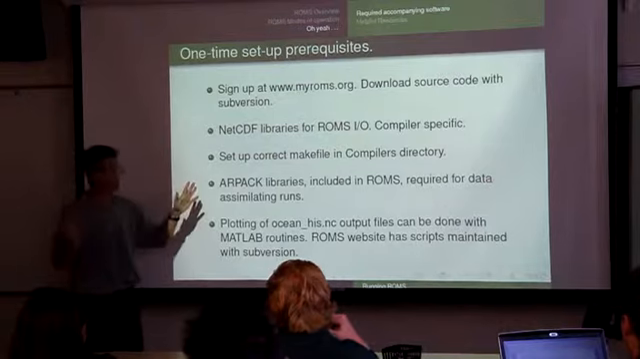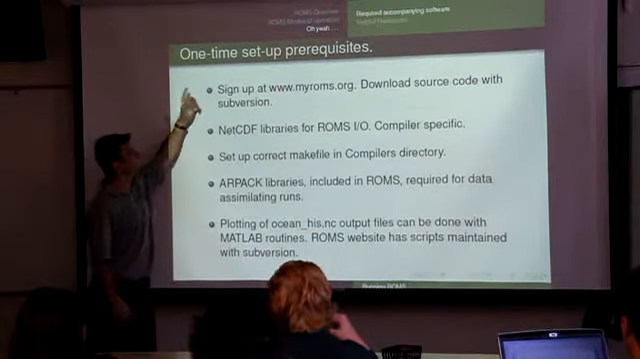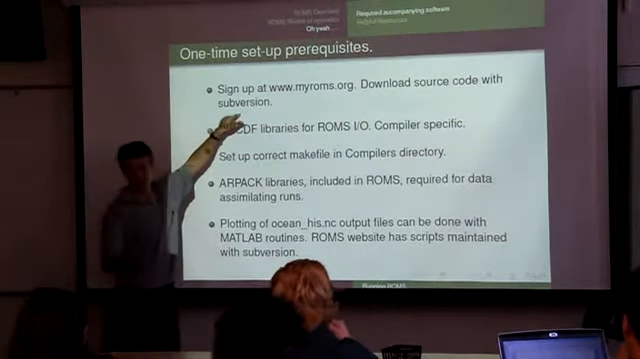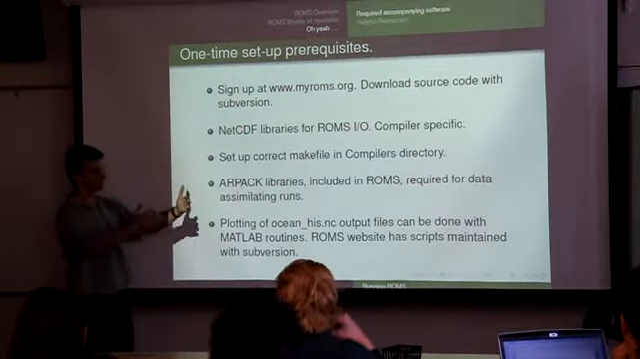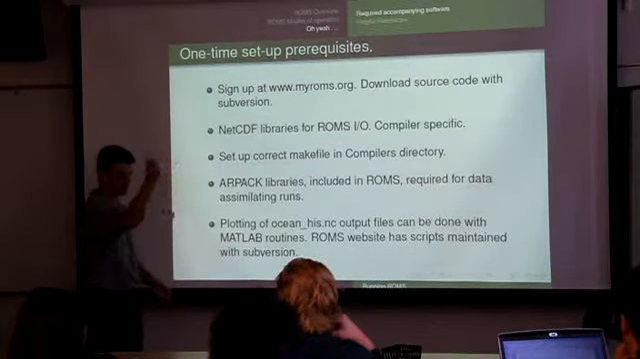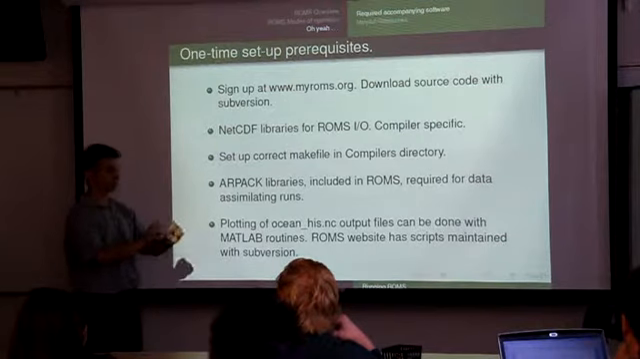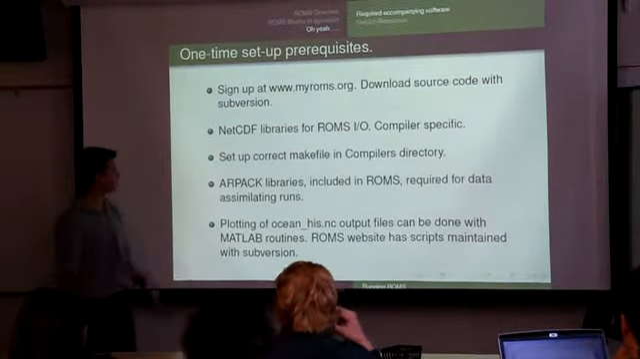Okay, but before you do any of that, what do you have to do to begin with? Well, you have to sign up with ROMS and download the source code. There's something called Subversion to get the latest version of the code. So when somebody out there finds a bug, they fix it, and you just type svn update, and it downloads the latest version of the code for you.